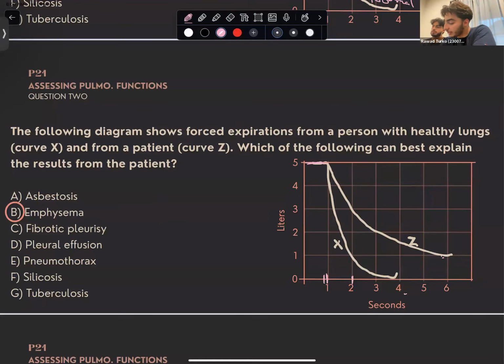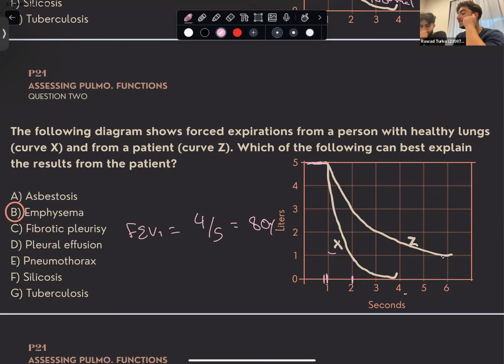From here to here, you're exhaling 4 liters, right? From 5 to 1. 5, 1, 2, 3, 4. You're exhaling 4 liters out of 5. Because then after this 1 second, you're going all the way down. You're exhaling 4 out of 5, which is 80% in 1 second. So your FEV1 for the normal patient is 80% because you're exhaling 4 liters out of the 5 that you have in your vital capacity.